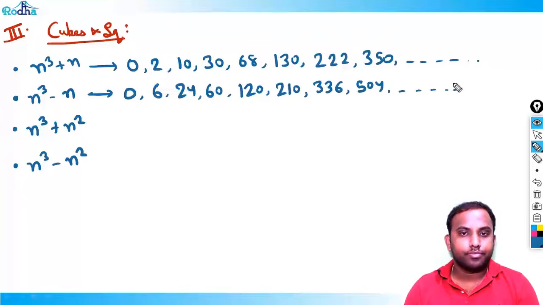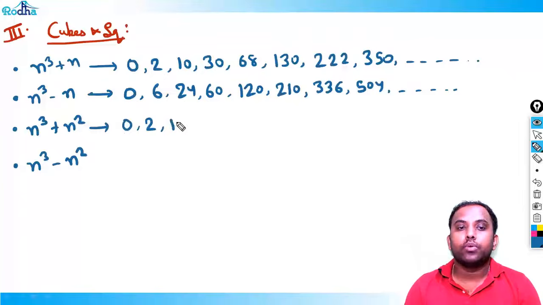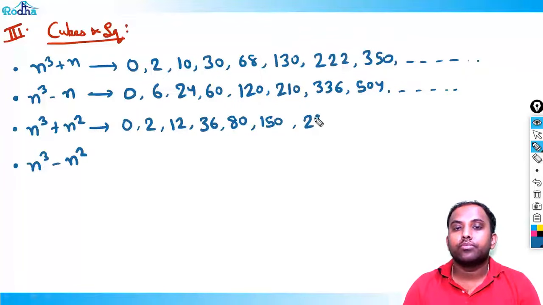Okay, then n cube plus n square. At n as 0 it is 0. At n as 1 it becomes 2. At n as 2, 2 cube plus 2 square is 12. At n as 3, 3 cube plus 3 square is 36. At n as 4, 4 cube plus 4 square is 80. At n as 5, 5 cube plus 5 square is 150. At n as 6, 6 cube plus 6 square is 252. At n as 7, 7 cube plus 7 square is 343 plus 49, which is 392. 8 cube plus 8 square is 512 plus 64, which is 576, and so on.